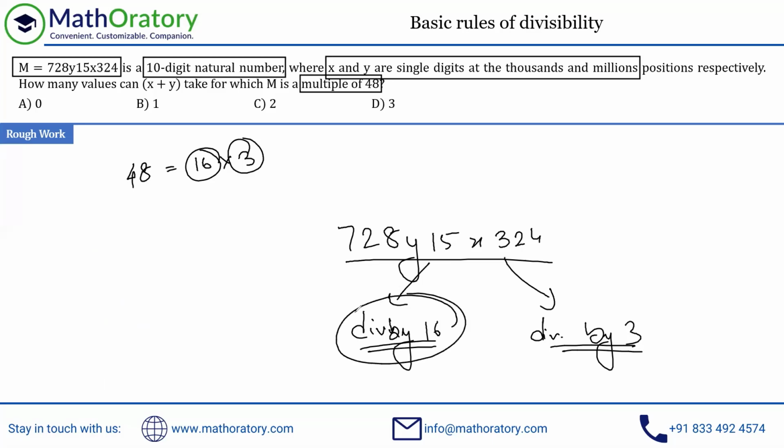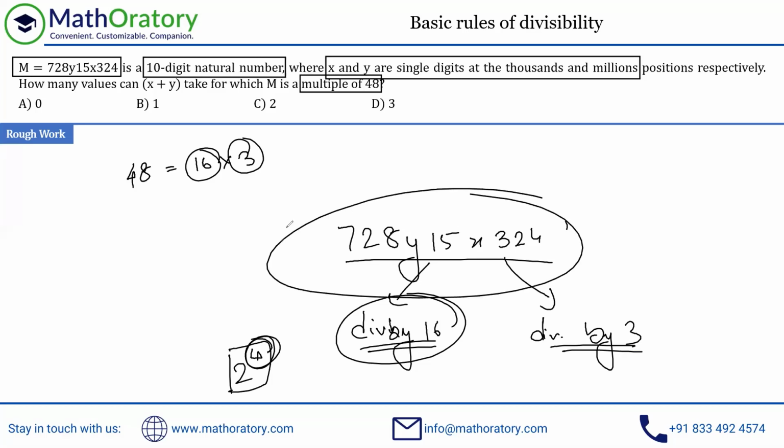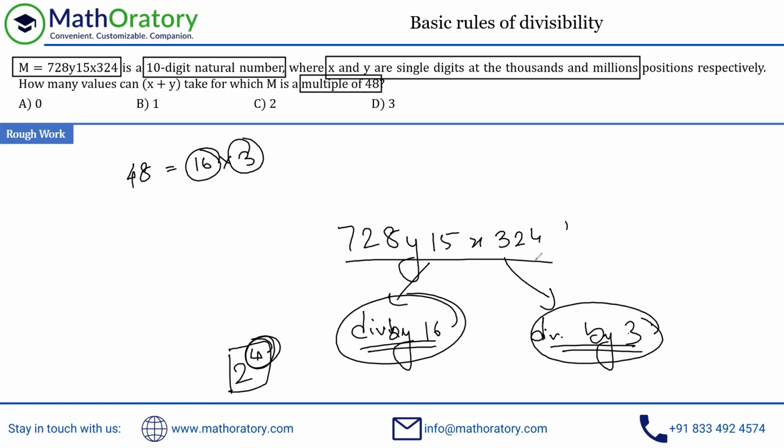So 16, for example, I'm not going into details, but I'll explain what it is. So divisibility by 16, 16 is 2 to the power 4, right? So for 2 to the power 4, all you have to do is check the last 4 digits. That should be divisible by 16 for the entire number to be divisible by 16. That is the idea. Now, the thing that I observed was, if you notice the last 4 digits, we have this x324, right?